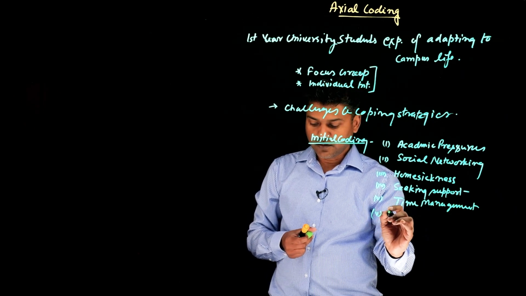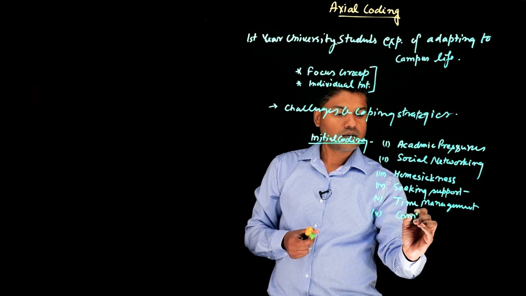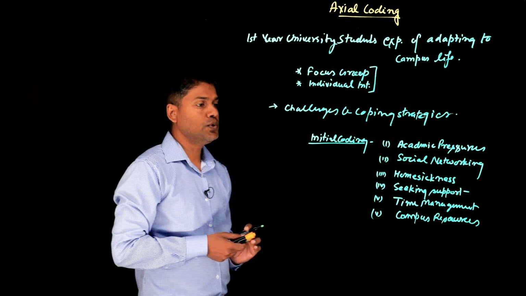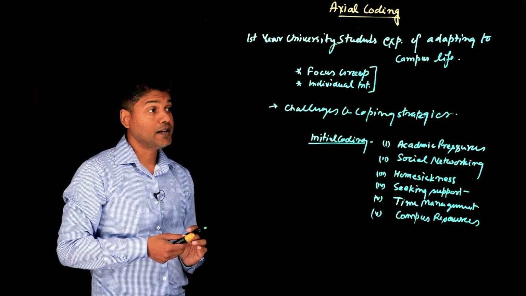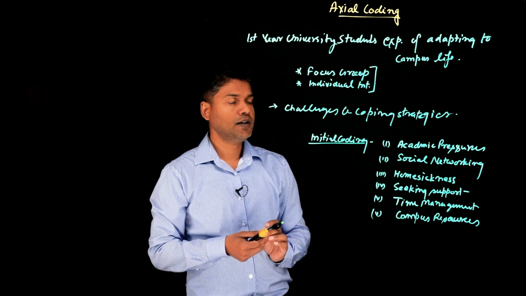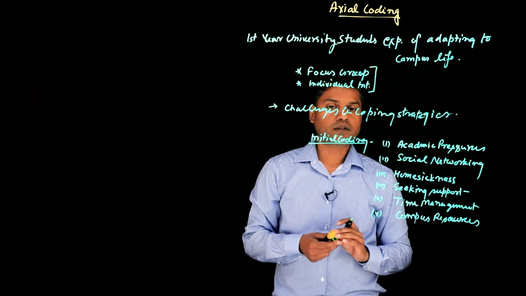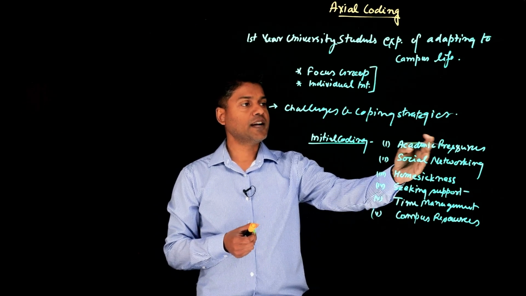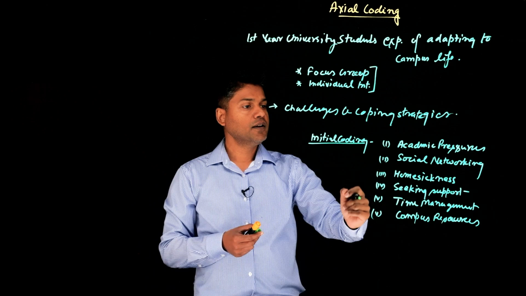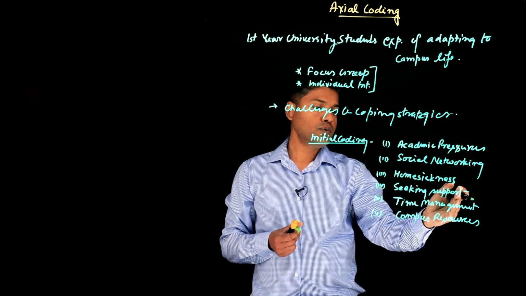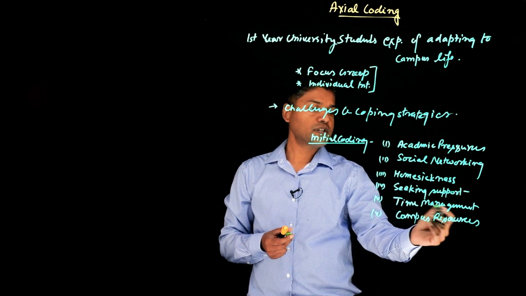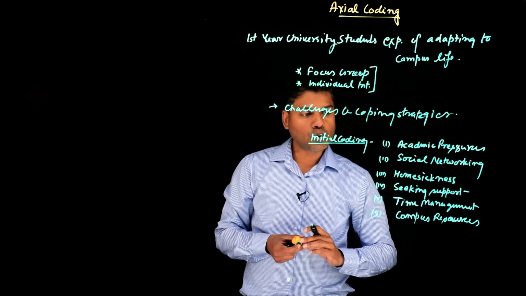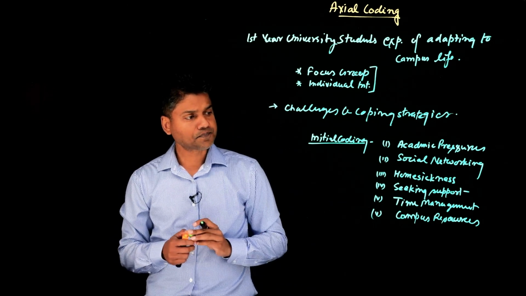And finally, let's say there is another code called campus resources. So these are some key codes, or you can say initial codes or categories that I came up with when I analyzed the first cycle of the coding process. And these are the codes which came up: academic pressures, social networking, homesickness, seeking support, on campus, off campus, time management, campus resources. These are various key codes that emerge from my initial coding.